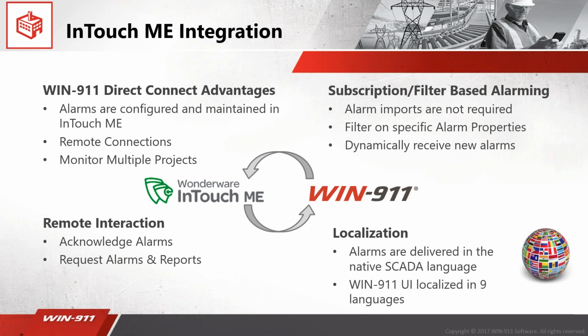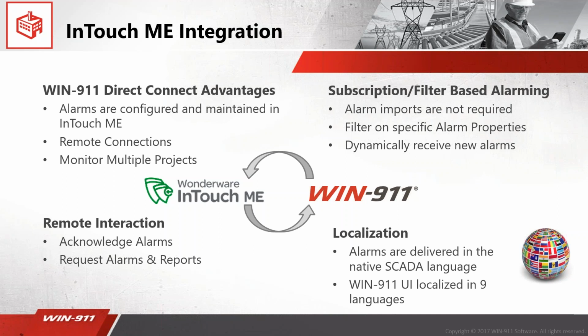But basically what we're doing is we set up a subscription that says give me all the alarms that maybe belong to this group, or have this in their tag name, or only high priority alarms. There are a few different properties we can filter on with InTouch ME. Once you have those subscriptions set up, if you add new alarms to your project, then those alarms will automatically be caught by those subscriptions, assuming the alarms that you add match the subscriptions that you had previously set up.